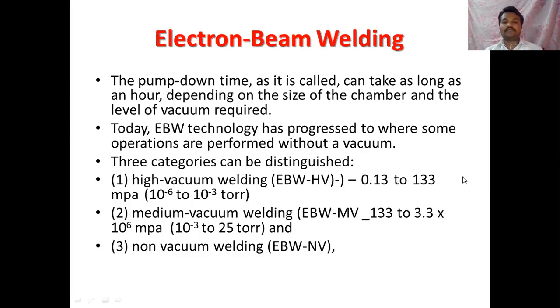Today, EBW technology has progressed to where some operations are performed without a vacuum, but cost is a priority here. Three categories can be distinguished. The first is high vacuum welding, EBW-HV, where the vacuum is maintained between 0.132 and 133 megapascals. Then medium vacuum welding, where the vacuum is maintained between 133 and 3.3 x 10^6 megapascals. And non-vacuum welding, where there is no vacuum at all; this process takes place in atmospheric air conditions.